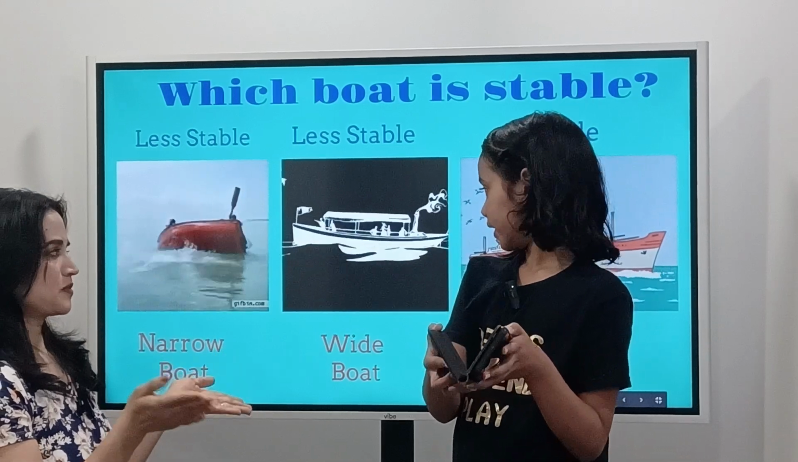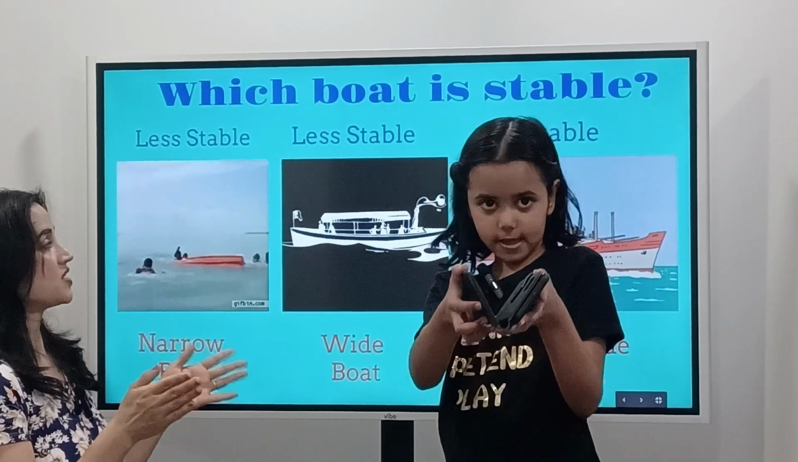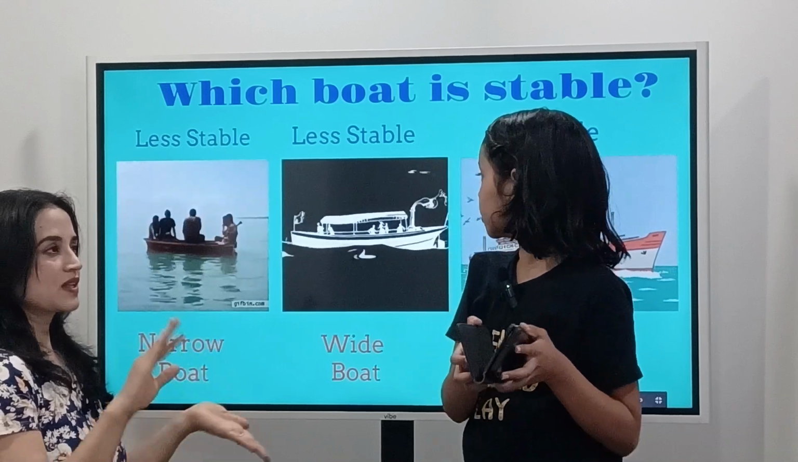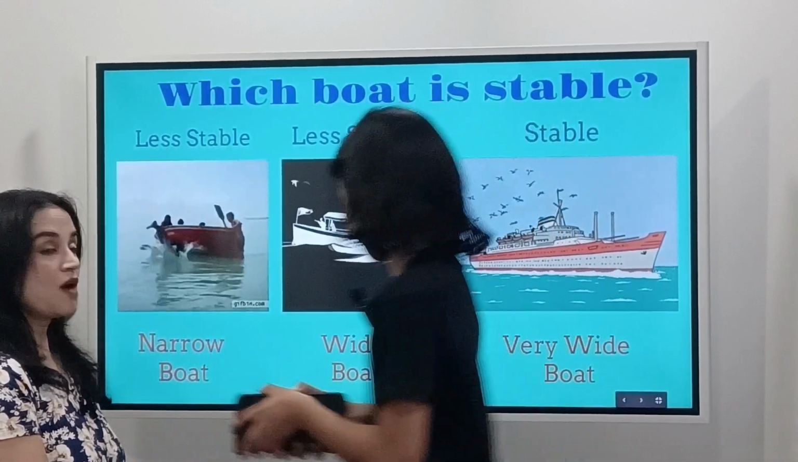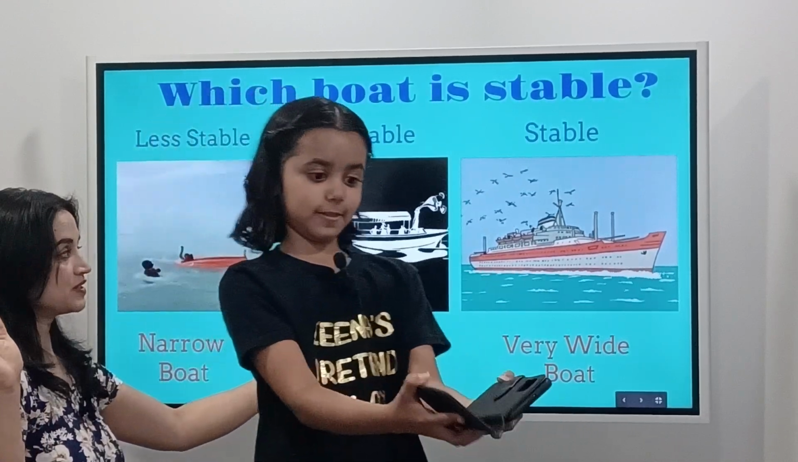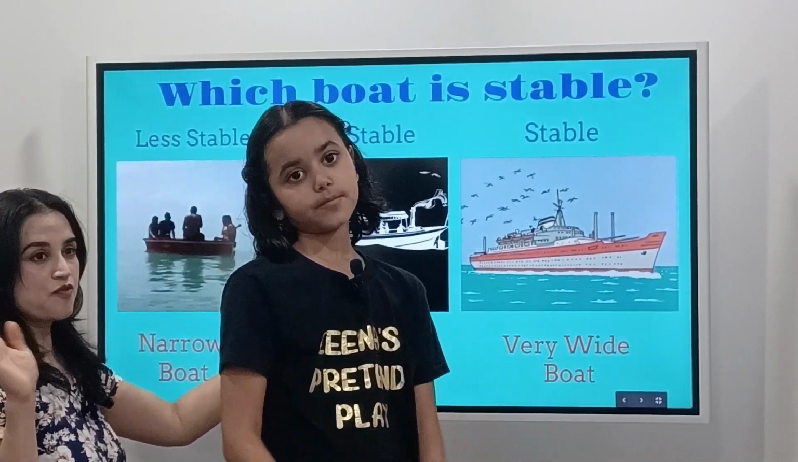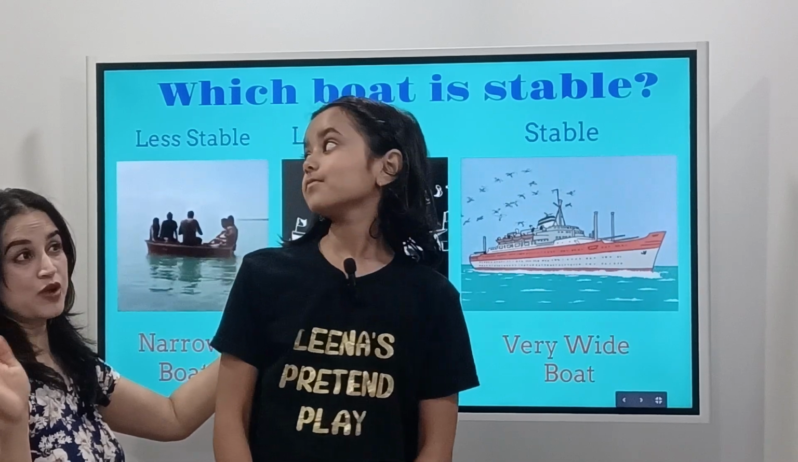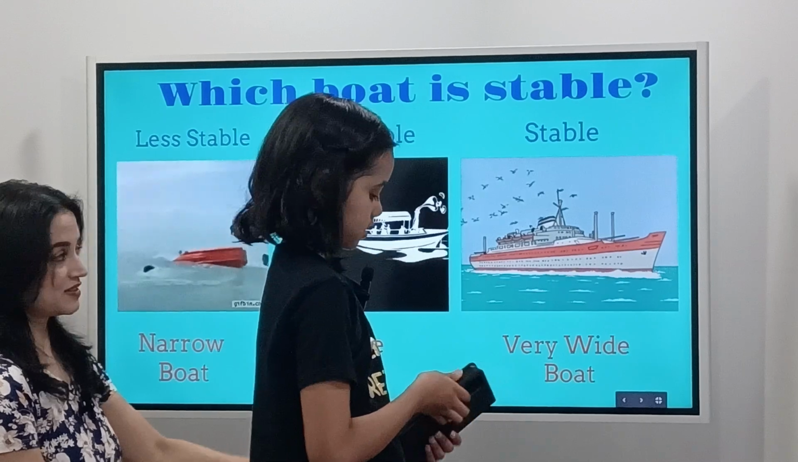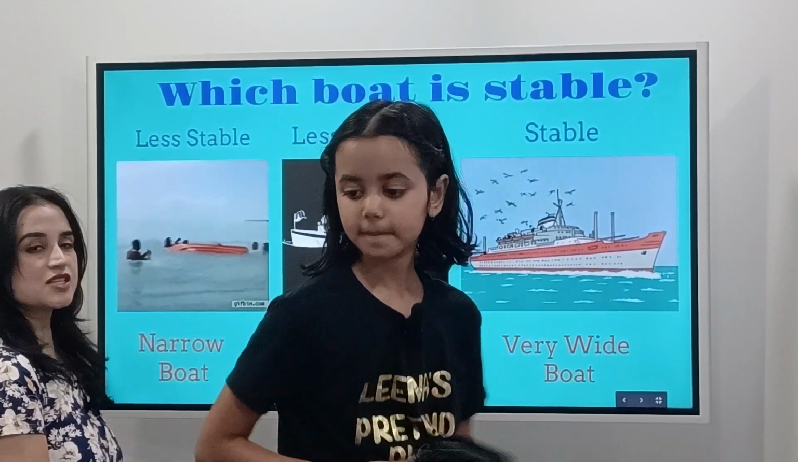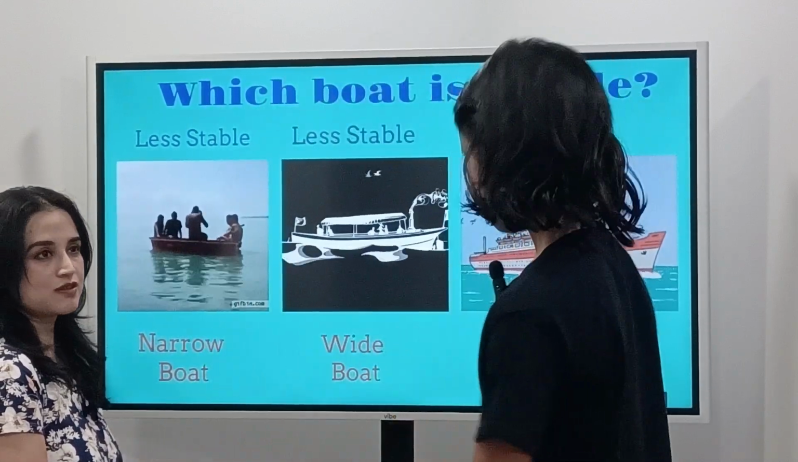A bit wide, but it's still not so stable. It goes like this, and then there's a chance. But you have a very, very wide boat like this. Density, volume, and weight make it float. So that's the thing. That's how they made a boat, and a cruise ship.